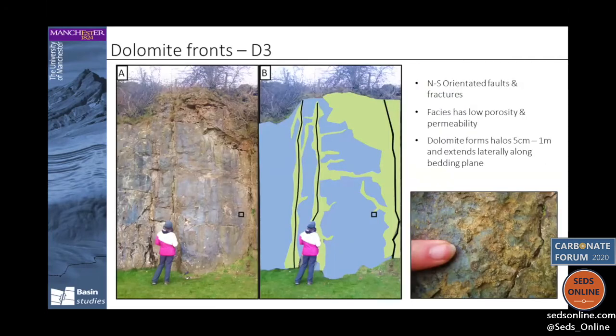So moving on to the D3 dolomite, this is the phase which only has about 10% of the dolomite. And again, on the left-hand side, we can see the outcrop photo, and then in B, we can see the overprint. So here we're looking at north-south orientated faults and fractures. And then the halos which the dolomite formed are much smaller, so we're looking at 5 centimetres to a metre extending out from these faults, with larger faults generally tending to have wider halos. In the bottom photo on the right-hand side, we can see the front of the dolomite, and these are very sharp fronts as well. These are not diffuse.